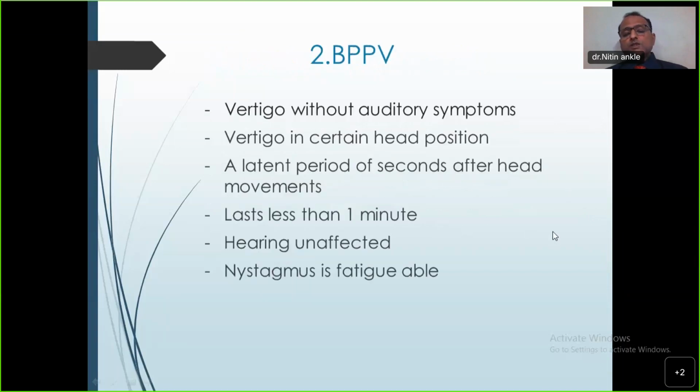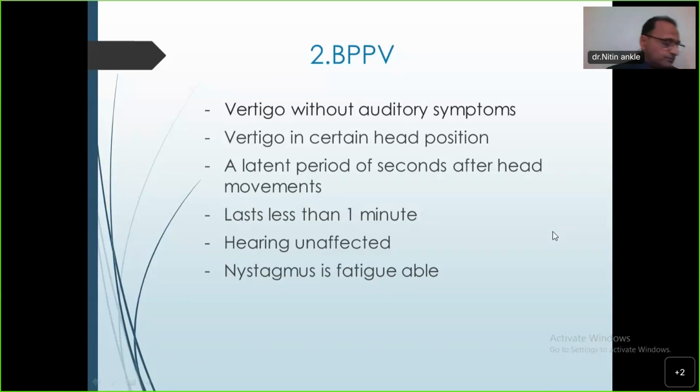Coming to the next diagnosis, wherein there is only vertigo without hearing loss, is benign paroxysmal positional vertigo. Now this is an entirely separate, big topic, but in short we'll go through it so as to exclude it from Meniere's disease. Here the vertigo is without auditory symptoms. Vertigo occurs in certain head positions. So the patient typically lies in a left lateral, right lateral, or the head is turned 45 degrees or some particular position, and then vertigo starts. The patient knows in which position the vertigo is going to start. There is a latent period of a few seconds, and after that, with head movements, the vertigo starts.